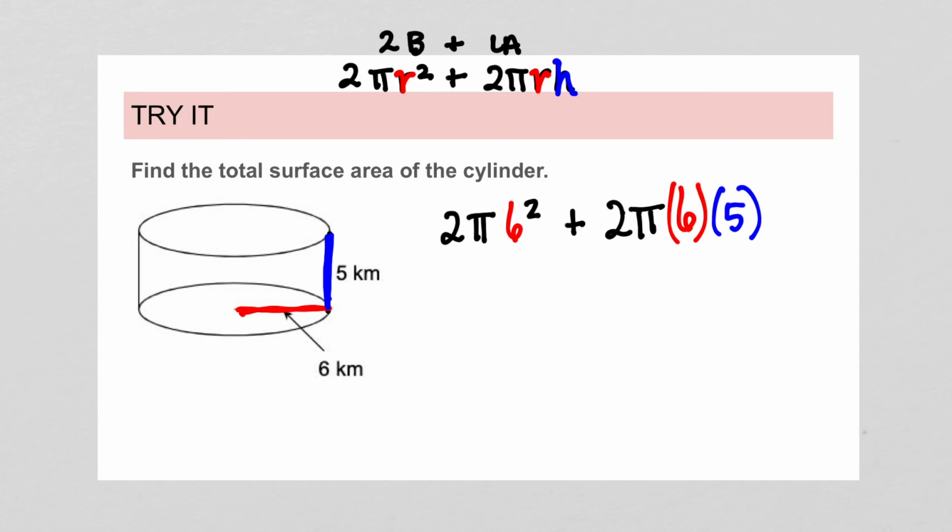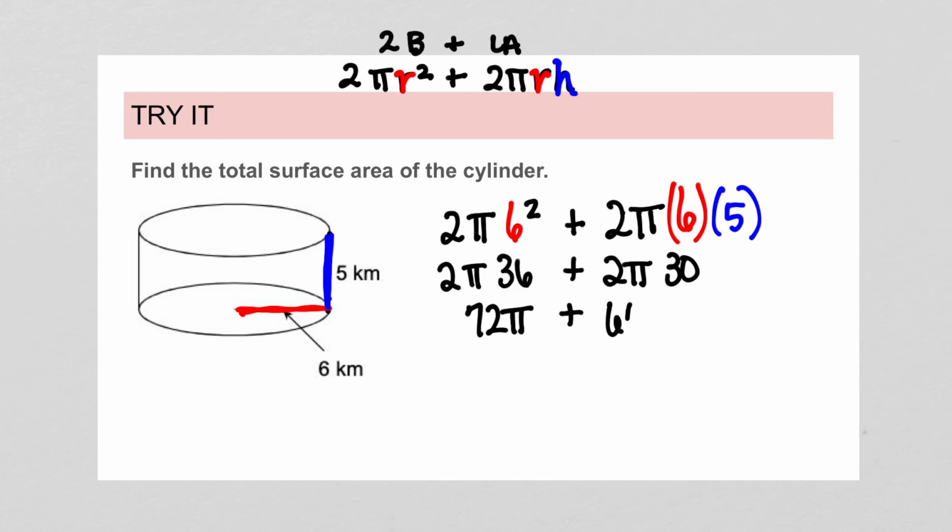Okay, now we just need to do some simple calculations. 2 times pi, and 6 squared is the same as 6 times 6, that's 36. And what is 6 times 5? That's 30. Now I can take that 2 and multiply it times the 36, which gives me 72. I still have pi. Over here I've got 30 and 2, so let's turn that into 60 pi. I have 60 times pi and 72 times pi, so altogether I have 132 times pi. I think that's right.